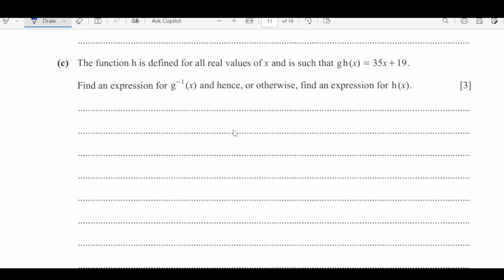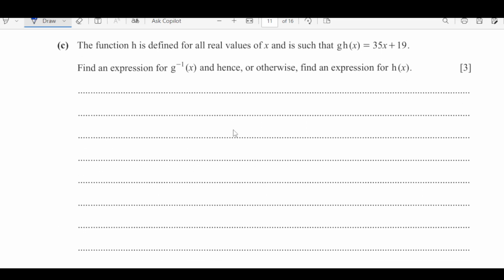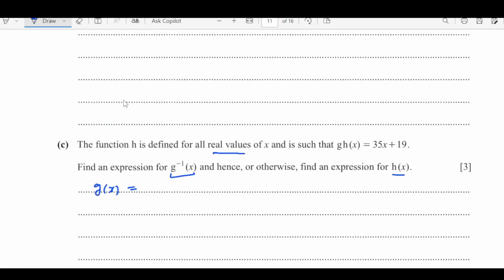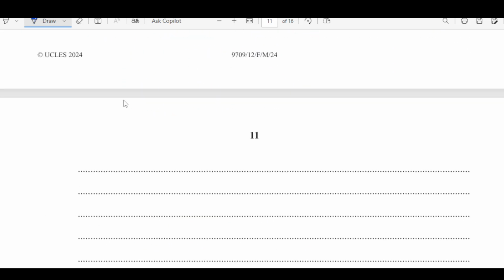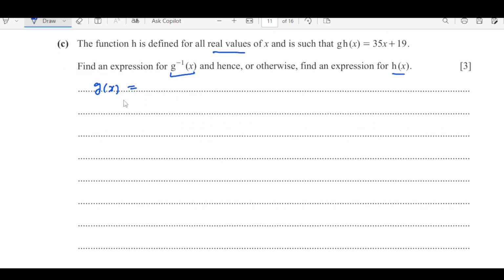Now the next one: the function h is defined for all real values of x such that g of h(x) is this. Find an expression for g inverse of x, and hence or otherwise find the expression for h(x). We have two questions here. First of all, we will find g inverse of x. For that we have g(x), which from the first part is 5x minus 1.